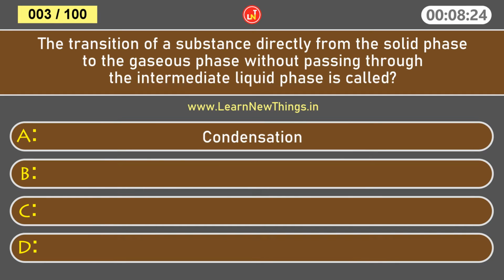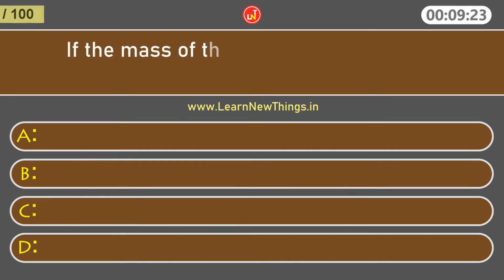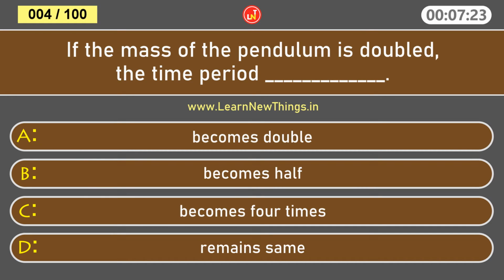The transition of a substance directly from the solid phase to the gaseous phase without passing through the intermediate liquid phase is called sublimation. If the mass of the pendulum is doubled, the time period dash. Remains same.